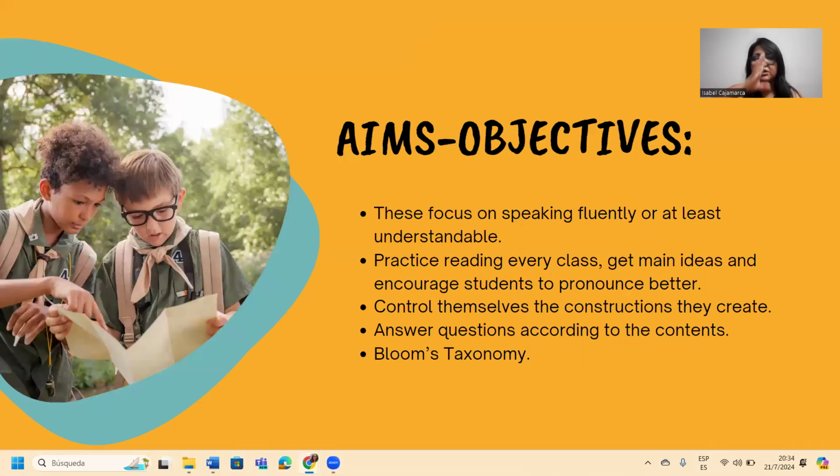First of all, we can be using Bloom's taxonomy. This taxonomy is going to give us the chance to know what are the things that students have to do first, or what is the first stage of thinking, and then what are they going to do to go to the next step. And then when we are teaching English, we have to focus on speaking fluently, or at least understandably.